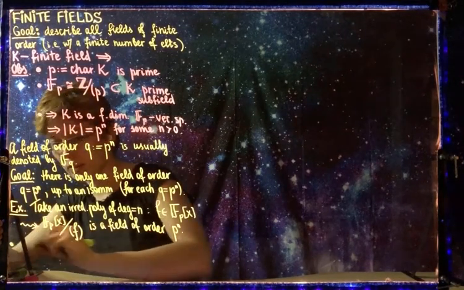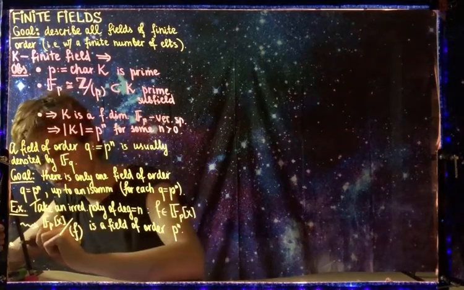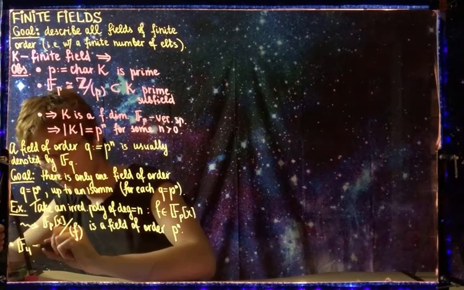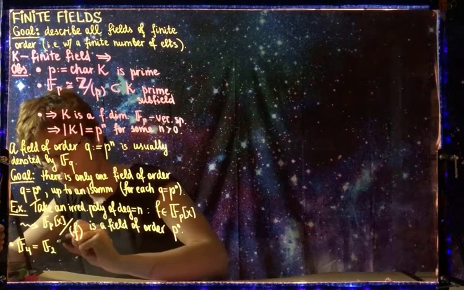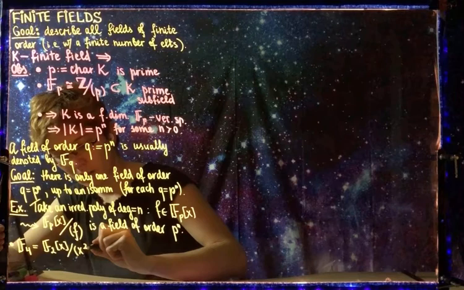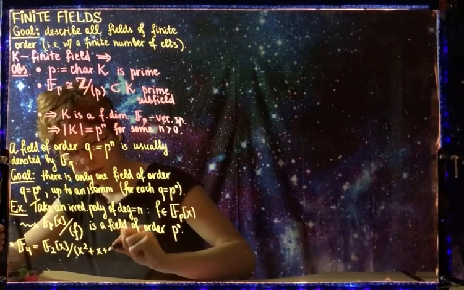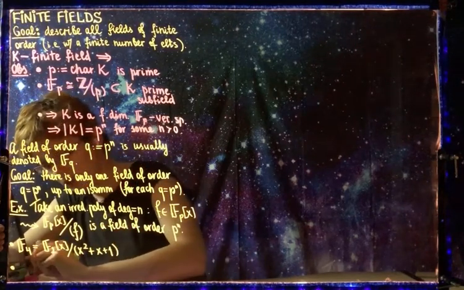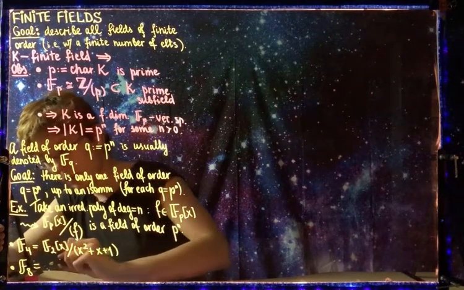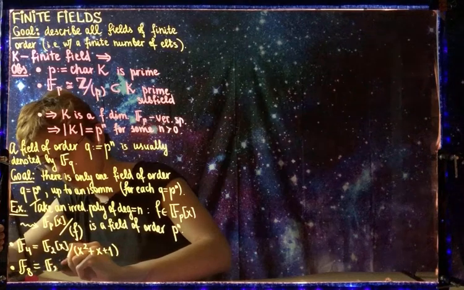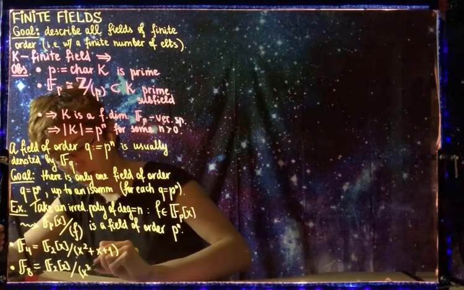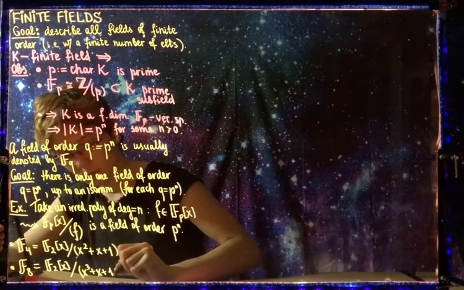We considered more explicit examples. So we worked with F4, which was F2 adjoin x mod out by the equation x squared plus x plus 1. And I recently considered F8, which was F2 adjoin x mod out by x cubed plus x plus 1.